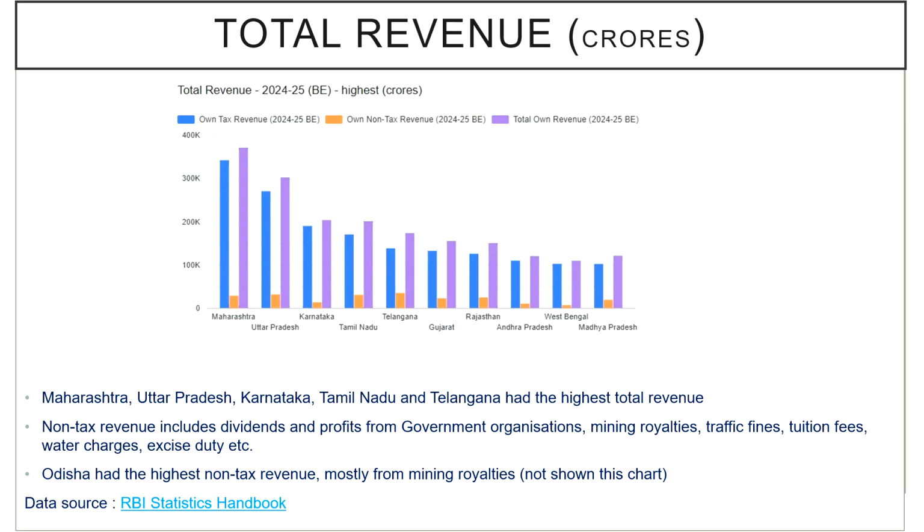Total revenue, in crores. Maharashtra, Uttar Pradesh, Karnataka, Tamil Nadu, and Telangana had the highest total revenue. Non-tax revenue includes dividends and profits from government organizations, mining royalties, traffic fines, tuition fees, water charges, excise duty, etc. Odisha had the highest non-tax revenue, mostly from mining royalties, not shown in this chart.